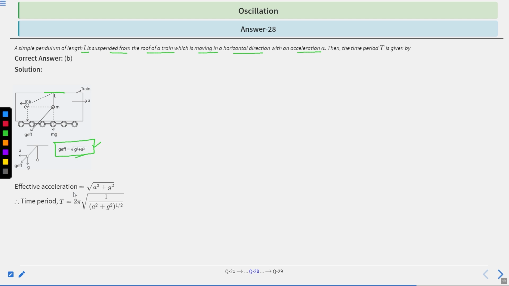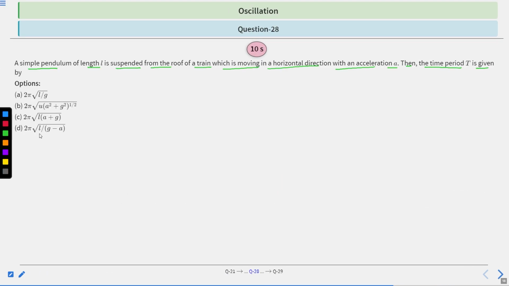So the effective acceleration is under root a square plus G square, so the time period is 2 pi under root 1 divided by a square plus G square whole power 1 by 2. So this is the correct answer. B is the correct answer, clear.